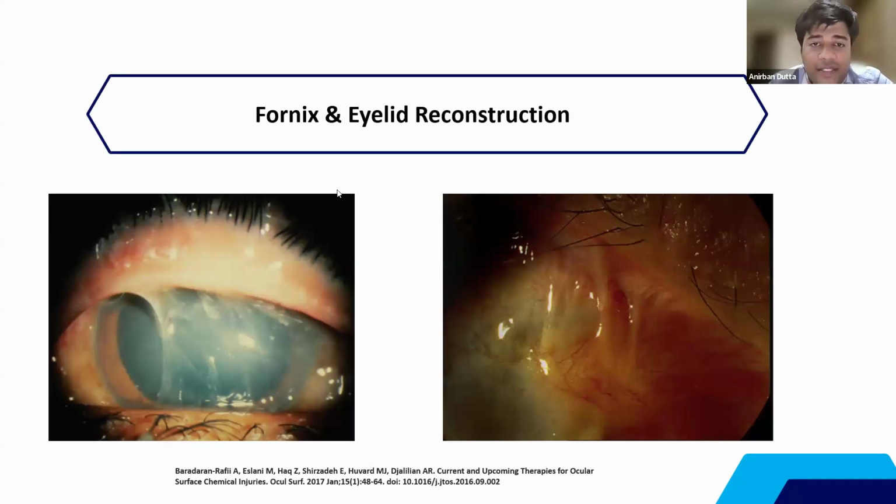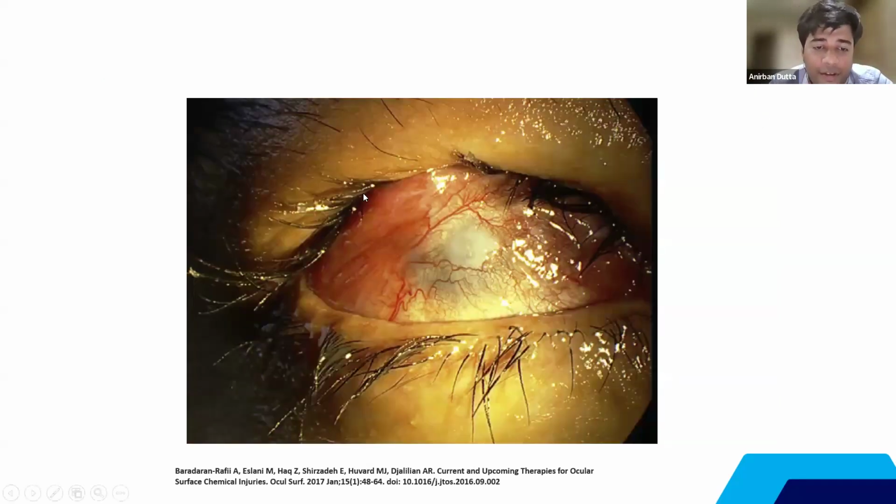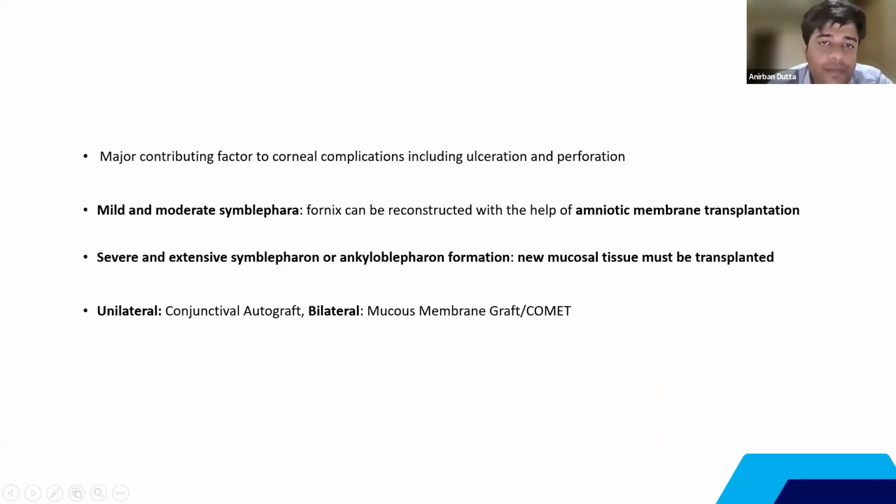So how do you manage this? You have symblepharon, you have cicatricial entropion happening, you have trichiasis happening, and all of this will have to be managed before you go ahead and manage the surface. So symblepharon or any surface abnormalities are major contributing factors to corneal complications. You cannot have a good surface without managing the adnexa or the symblepharon.